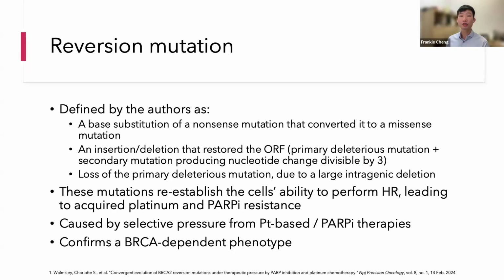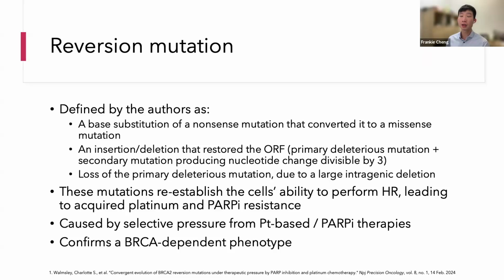But the story doesn't end here, because recently researchers have found the presence of reversion mutations. So what is meant by reversion mutation? At first we have a primary deleterious mutation. It can be either a germline or a somatic mutation. The reversion mutation refers to a secondary mutation superimposed on the primary deleterious mutation.